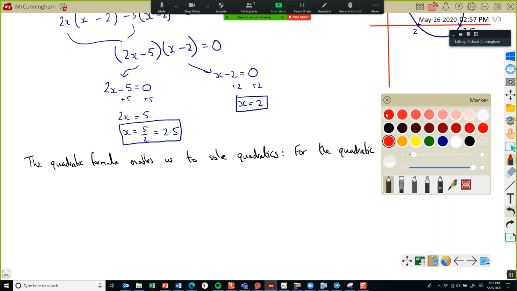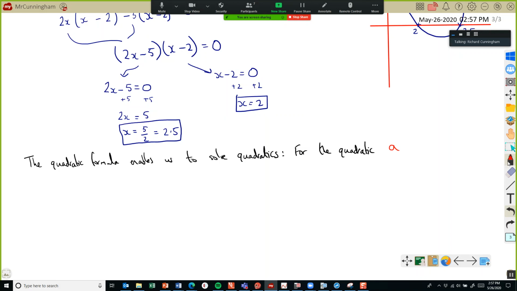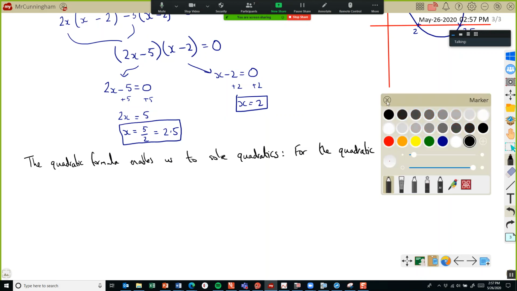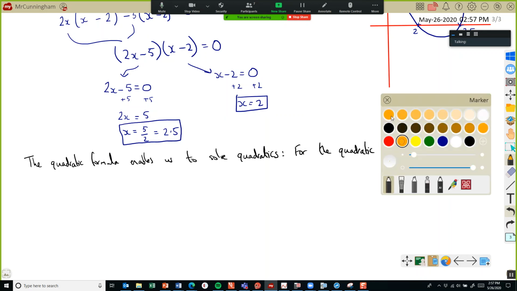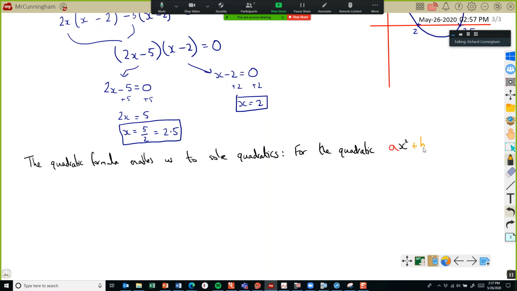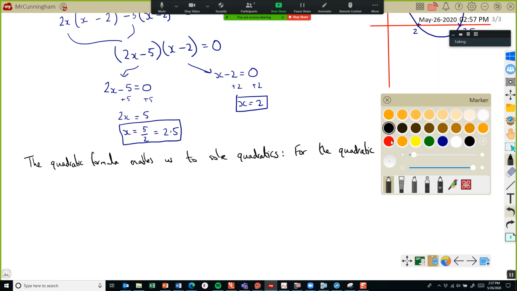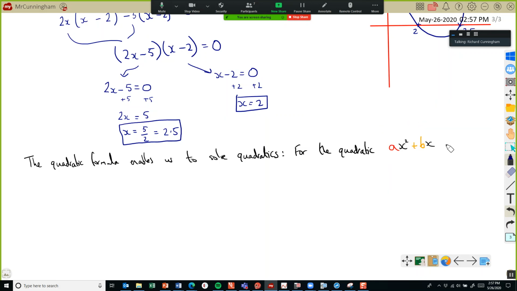Let's use different colors. For the quadratic, a x squared, let's use yellow, plus b x plus c equals 0. So this is a quadratic, ax squared plus bx plus c, where a, b, and c are just numbers.